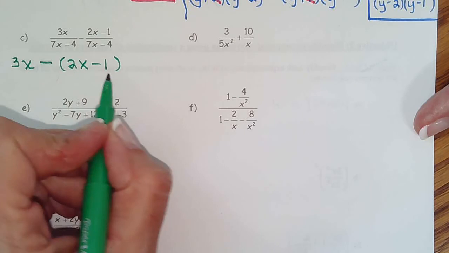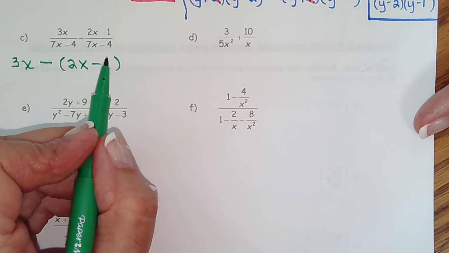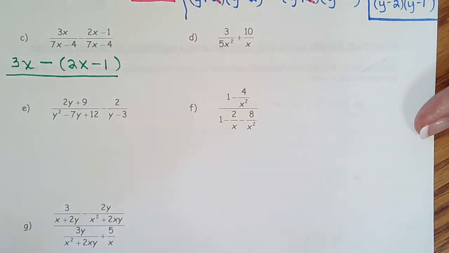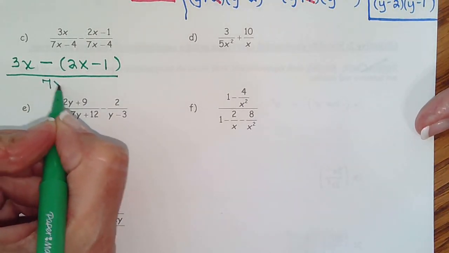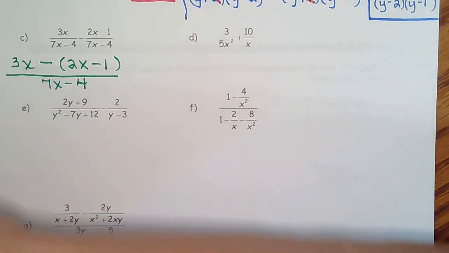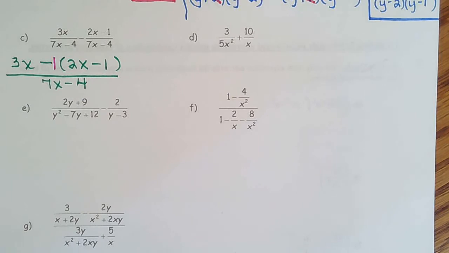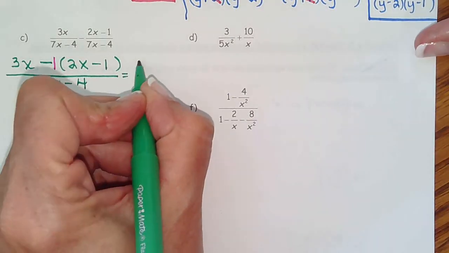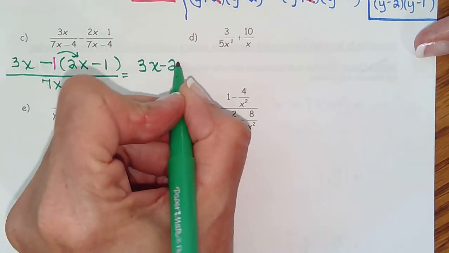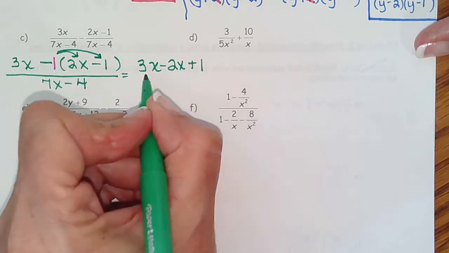Otherwise, you're just going to go minus 2x and minus 1 when it really should be negative 2x and positive 1. So there is our new numerator. Our new denominator is going to be 7x minus 4. So now we have to distribute that negative 1 and then combine like terms. So that leaves us with 3x minus 2x and plus 1, because the negative times the negative is positive.